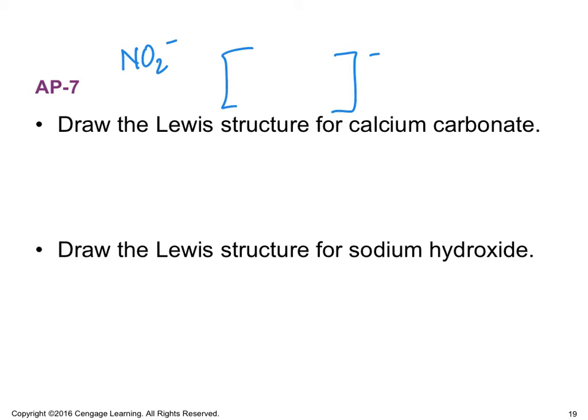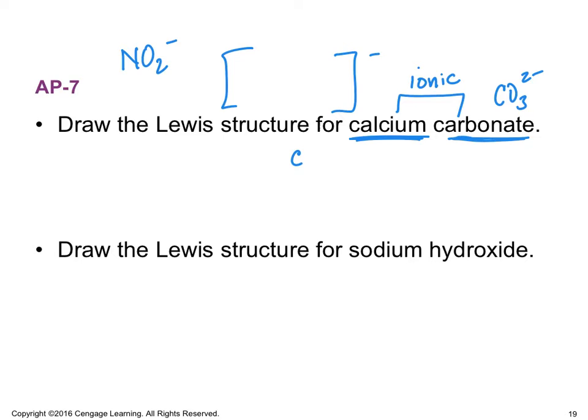So we're going to draw the Lewis structure for calcium carbonate. So notice we have calcium, which is a metal, which means overall this is an ionic compound. So the bond between calcium and carbonate is going to be ionic. However, carbonate is CO3 2-, and within carbonate we have covalent bonds. So the carbon and oxygen are held together with covalent bonds. So let's focus on the Lewis structure for that first.